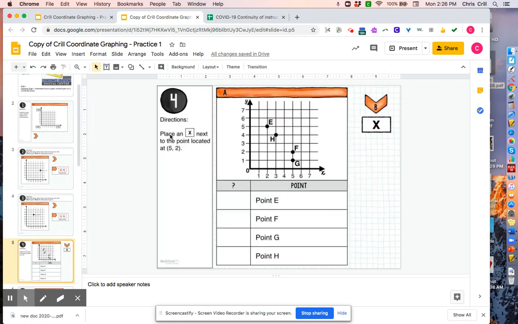Task 4. Task 4 is asking you to place an X next to the point located at 5, 2. So remember, you're going 5 units away from the origin. That's your x coordinate. And you're going up the y-axis away from the x-axis 2 points. So where does that meet? Right there. You can put the X in on your slide deck at that point. 5 over, 2 up.